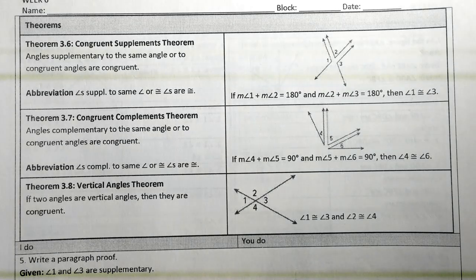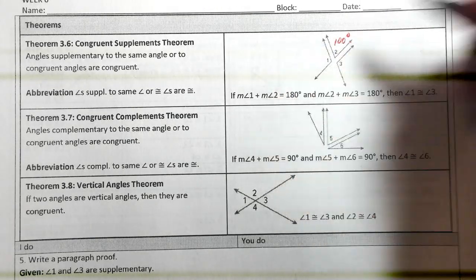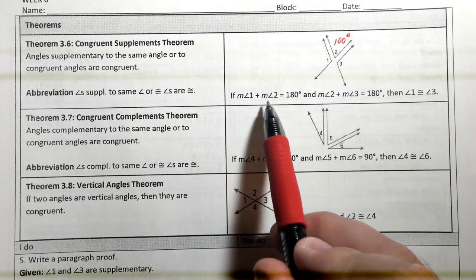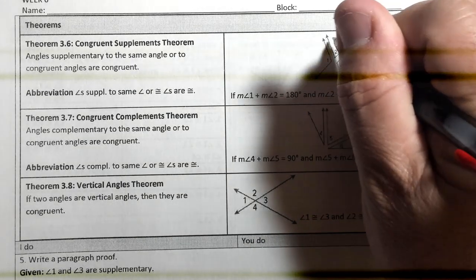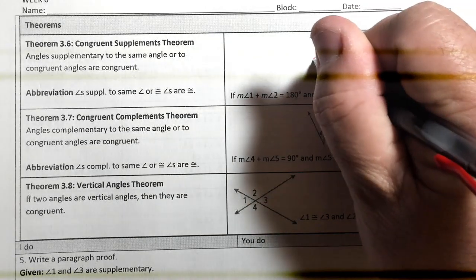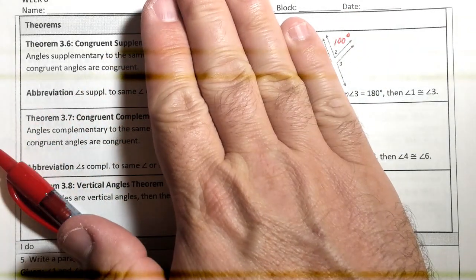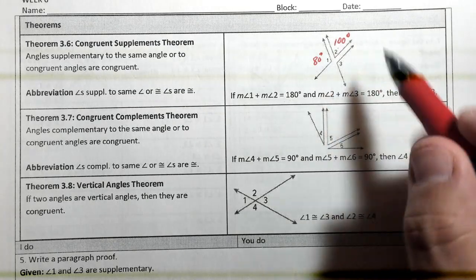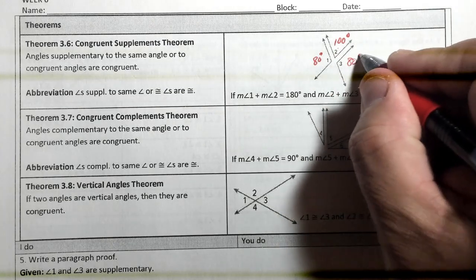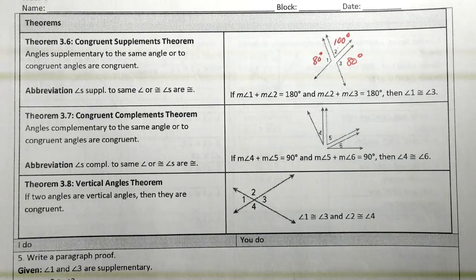So just as an example here, let's say that angle 2 is 100 degrees, okay? They say 1 and 2 are 180. All right, so if 2 is 100, then 1 has to be 80, okay? Well, we're going to look over here at 2 and 3. If they're both supplementary and 2 is 100, then 3 has to be 80. Hopefully that helps make a little more sense.